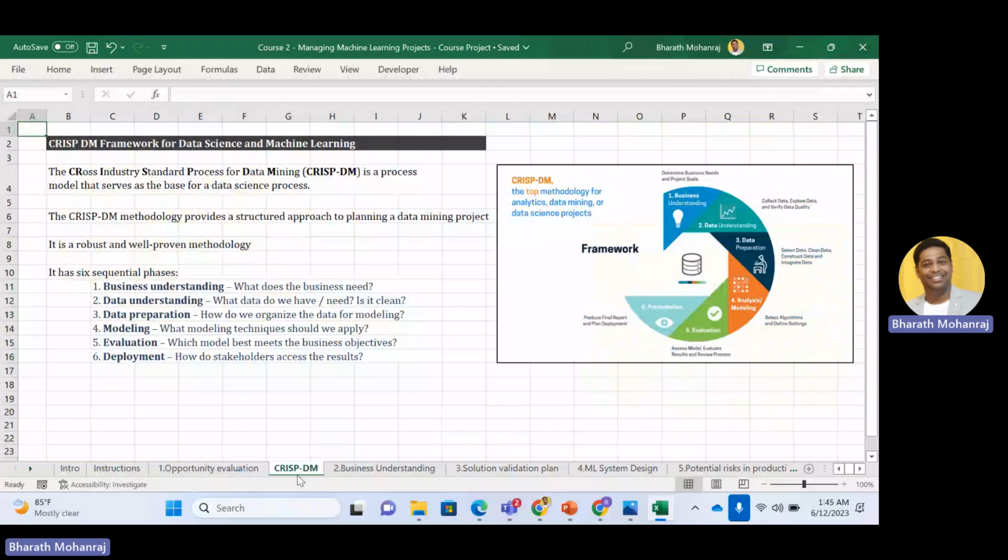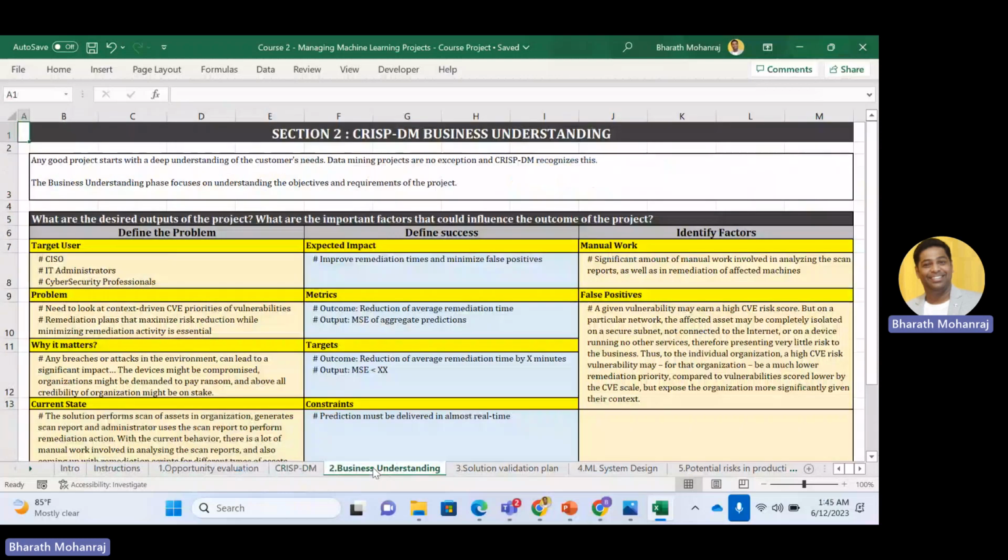Before getting into this next step, a quick refresher on CRISP-DM. CRISP-DM is a framework or a process that can serve as the basis for data science processing. It has 6 phases: business understanding, data understanding, data preparation, modeling, evaluation, and finally deployment. For this project, our scope is restricted to business understanding. So, getting into the business understanding phase here.